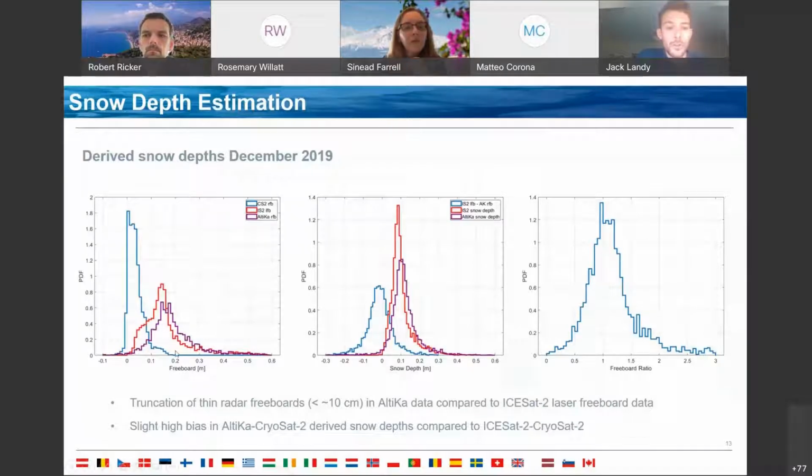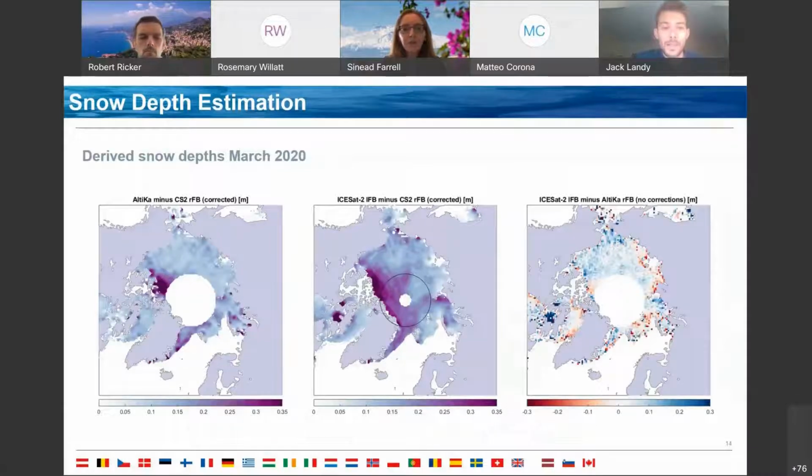So the freeboard distributions are quite similar between Antarctica and IceSat 2, but we're not appearing to capture the thinnest freeboards with Antarctica. This may be to do with the noise in the Antarctica range measurements, or it could be to do with our waveform classification scheme, how we're separating ice floes from leads. The snow depth distributions are pretty similar, and so we get a ratio in the freeboard differences between Antarctica and IceSat 2 around 1.